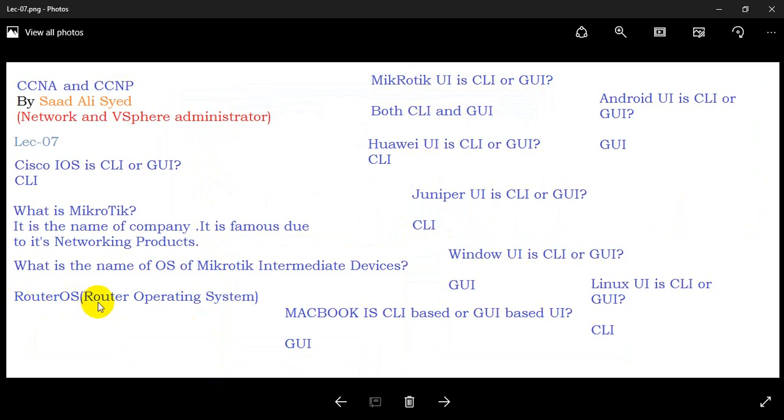So the answer is Router OS. Router operating system is the operating system of intermediate devices made by MikroTik company, which creates its networking products.